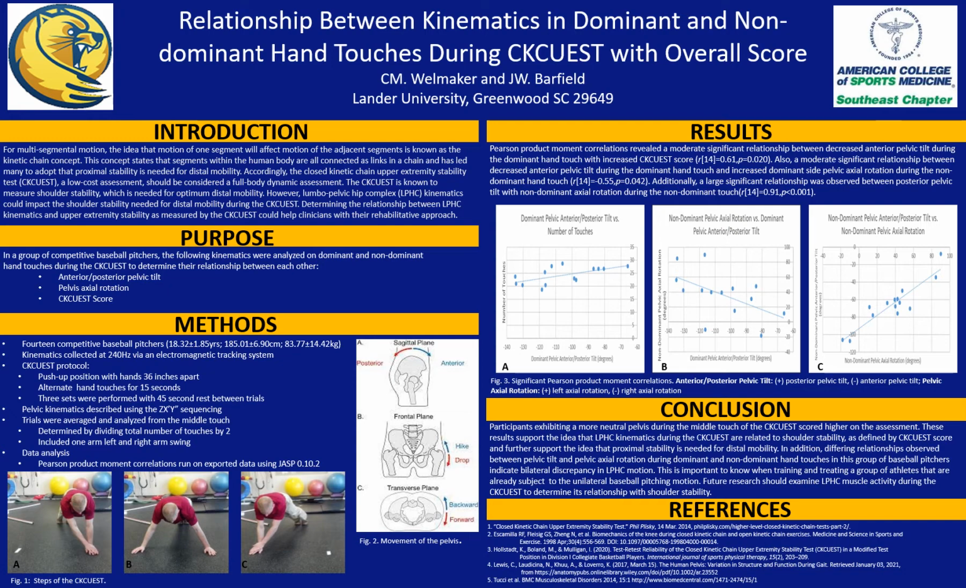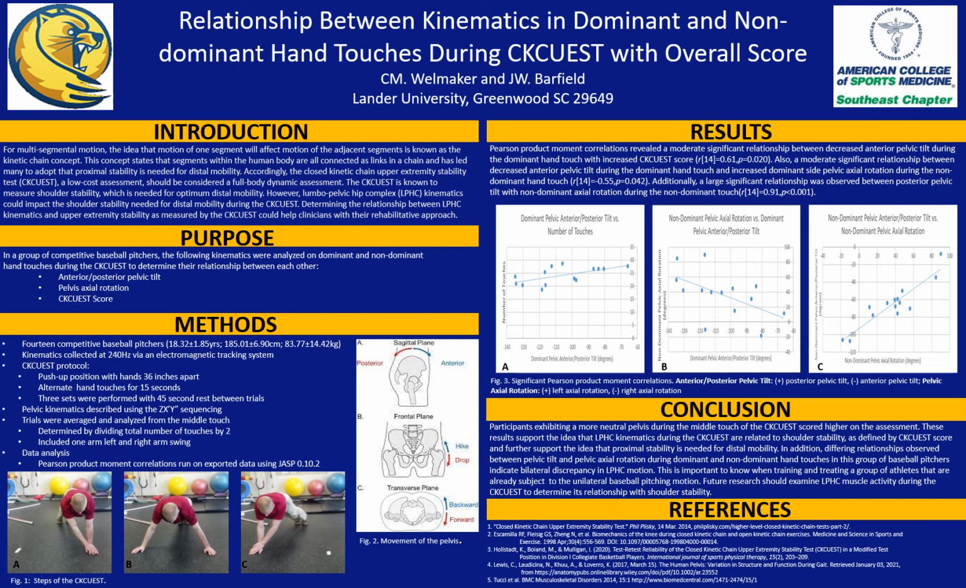3 trials were performed with a 45-second rest period between each trial. Trials were averaged and kinematics were taken from the middle hand touch. Now, the middle touch was given to us from previous research and was identified as, for example, a participant did 30 hand touches during one trial. We would take the 15th and 16th hand touch to give us a dominant and non-dominant hand touch to look at. Data was analyzed using Pearson correlation statistical test.